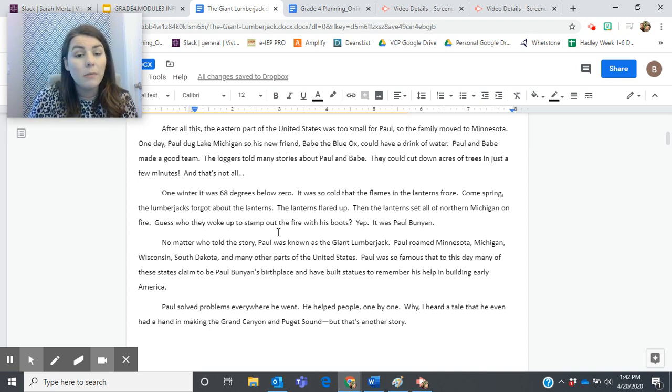Come spring, the lumberjacks forgot about the lanterns. The lanterns flared up. Then the lanterns set all of northern Michigan on fire. Guess who they woke up to stamp out the fire with his boots? Yep, it was Paul Bunyan. No matter who told the story, Paul was known as the giant lumberjack. Paul roamed Minnesota, Michigan, Wisconsin, South Dakota, and many other parts of the United States. Paul was so famous that to this day, many of these states claim to be Paul Bunyan's birthplace and have built statues to remember his help in building early America.